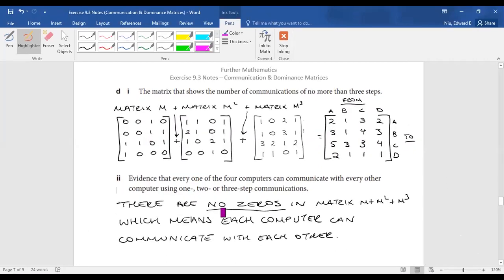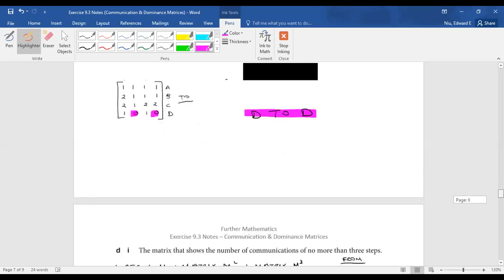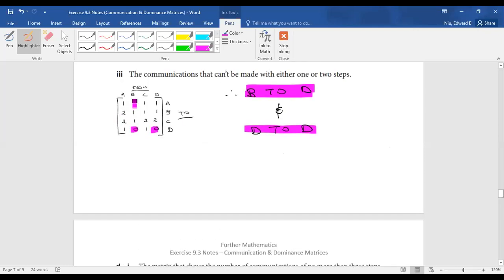Part II of the section D says evidence that every one of the 4 computers can communicate with every other computer using 1, 2, or 3-step communications. Well, the evidence is there's no more zeros left. In our previous matrix up top with the 2-step, we couldn't get from B to D in 1 or 2 steps, or D back to D in 1 or 2 steps either.